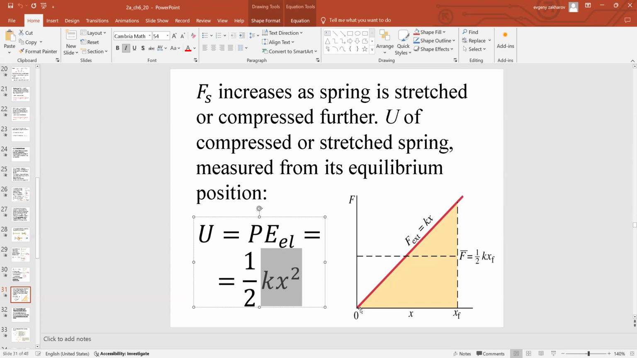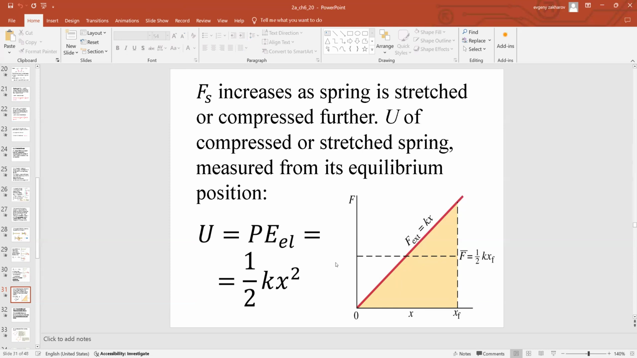The range is 20, cut it in half, and you get 10. So average value, that's your best bet for calculating elastic potential energy for now.